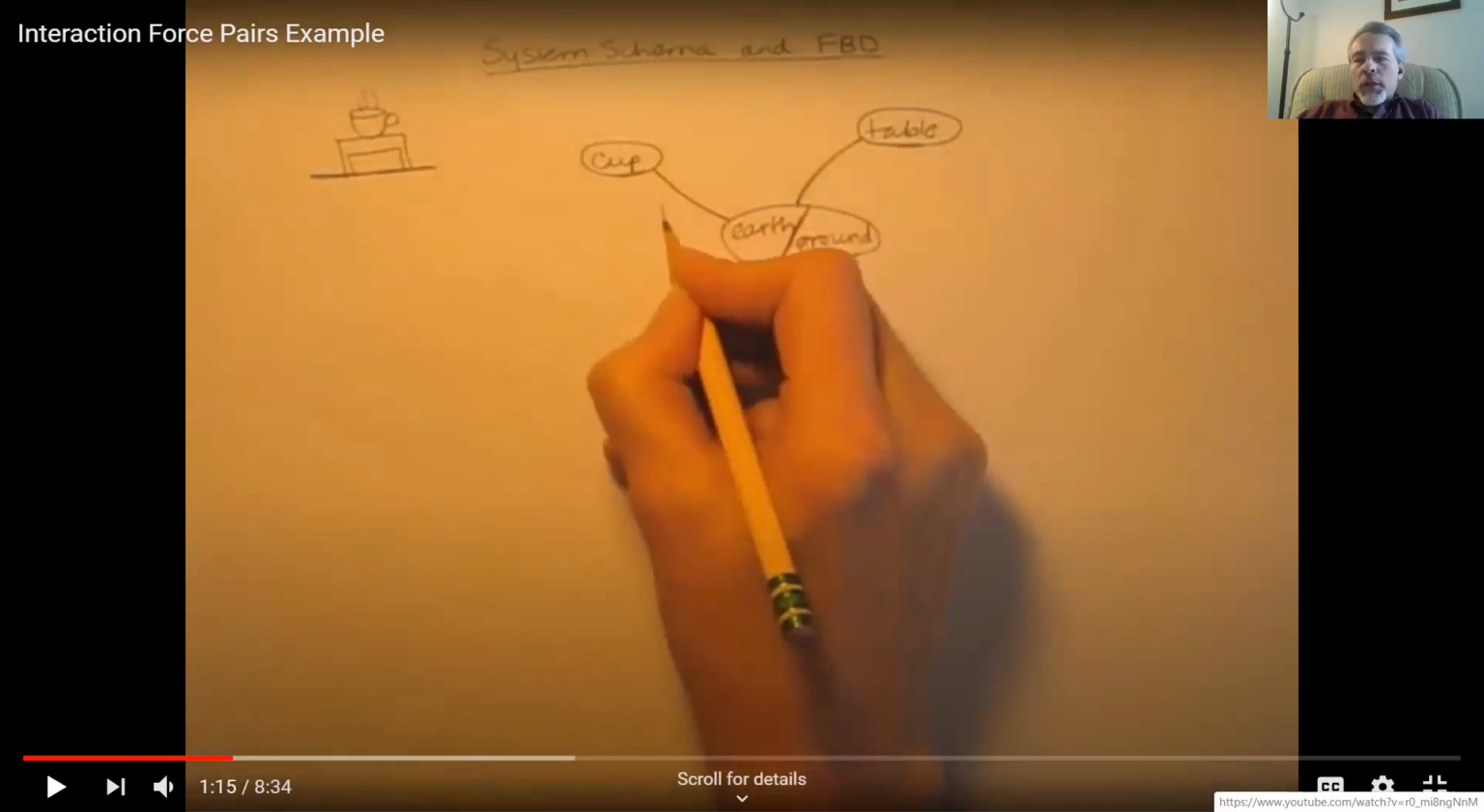Okay, let me pause right there. If you remember what we did, now she only drew a line, but I asked you guys, if you remember, we were drawing double-headed arrows. And so each one of those lines with double-headed arrows on it, that's an interaction pair. So she said there's a gravitational interaction between the cup and the earth, and there's a gravitational interaction between the earth and the table. So those are two different interaction pairs.